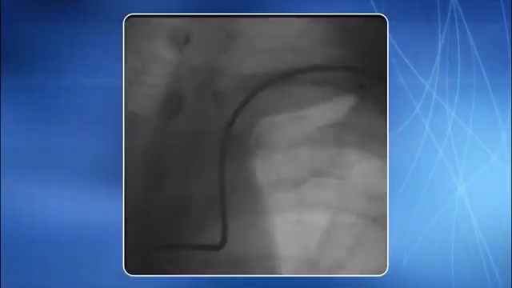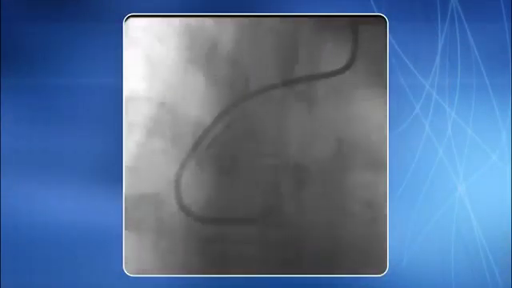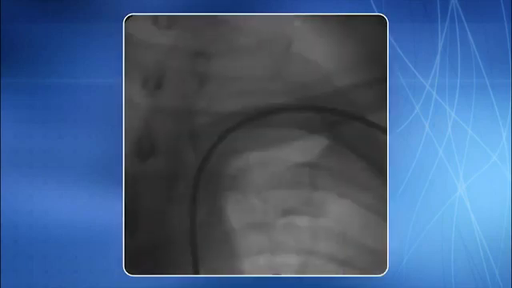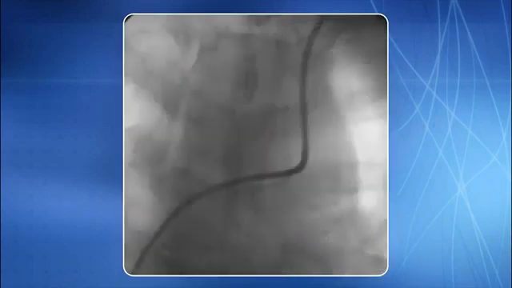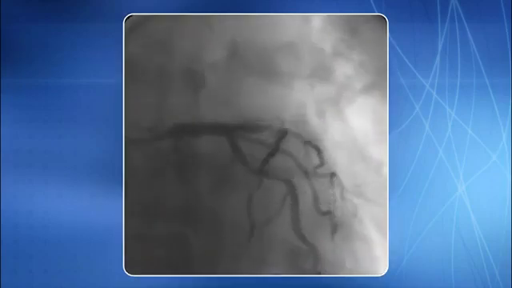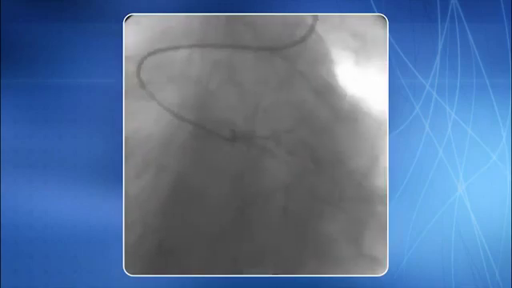This is an example of a sigma loop. Usually it is seen while working through the left subclavian artery, particularly when you are working through a dilated and distorted aortic root. Here is another example of a sigma loop.